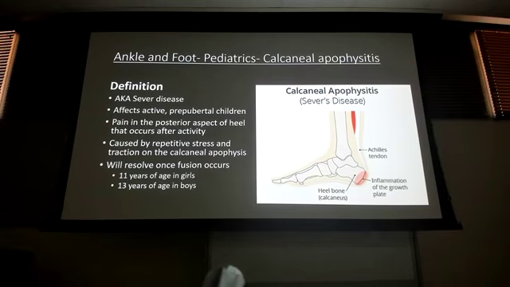We see like an Achilles tendinopathy with these, because the Achilles tendon pulls on that back portion, and the growth plate is still open, so it creates inflammation of that growth plate. It usually resolves once they start to hit puberty.